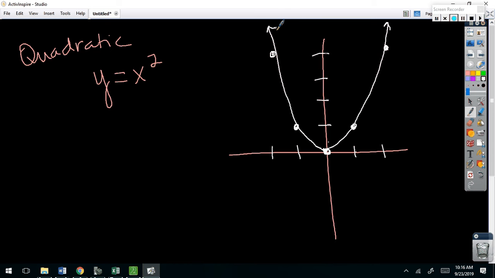Everybody okay on those 3 parent graphs? Basic functions, yeah. Like reflect over Y? I'll show you. It's going to be the same. Can I just turn it upside down?